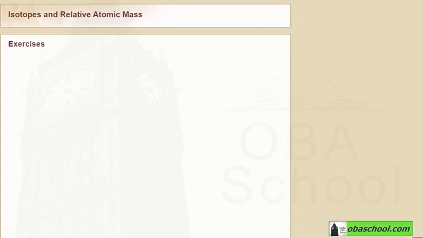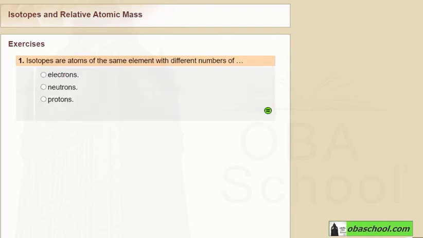Hello everyone! Let's solve some exercises about isotopes to test ourselves. Let's start with a direct question about the definition of isotopes. Isotopes are atoms of the same element with different number of electrons, protons, or neutrons. Go back to your notes to check the definition of isotopes.